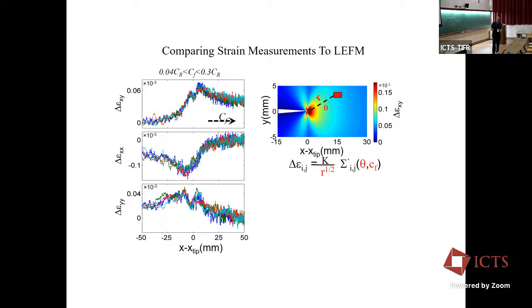We actually found, and this is an old plot, that for low velocities, once we scale by the distance from the crack tip, they all look the same. Now, each one of the signals is so messy that I just shoved them all together and it looks much smoother that way. The different colors are just from 0.04 of the Rayleigh wave speed to about 0.3, and you see they look the same. But we'll find out why in a minute.